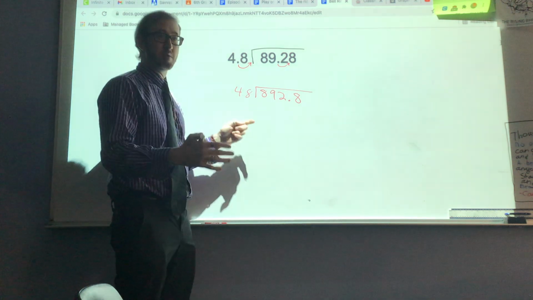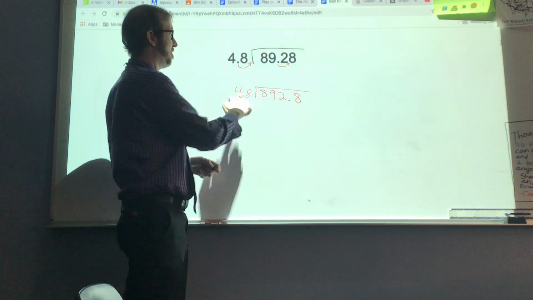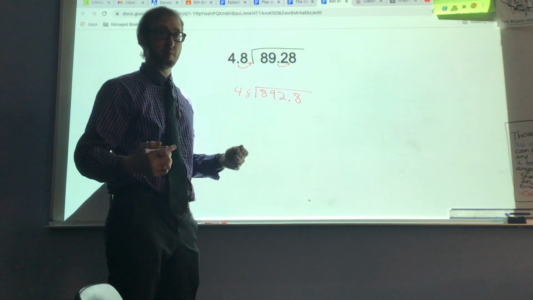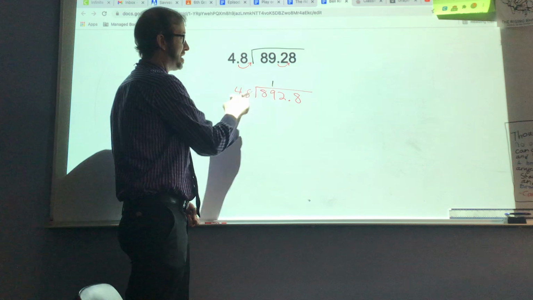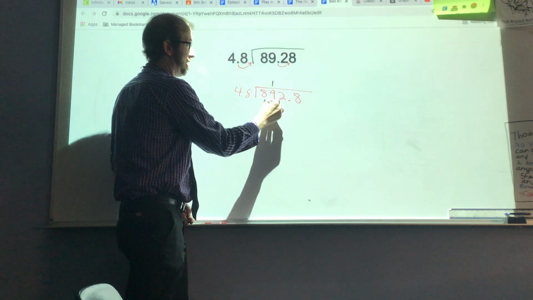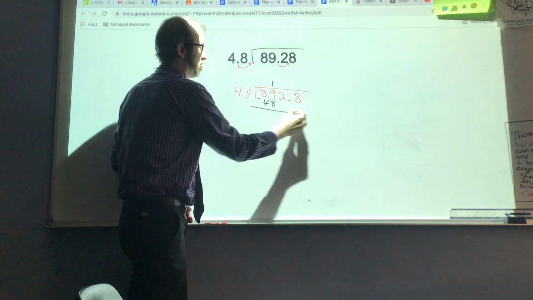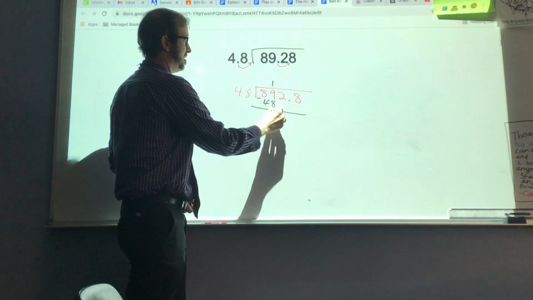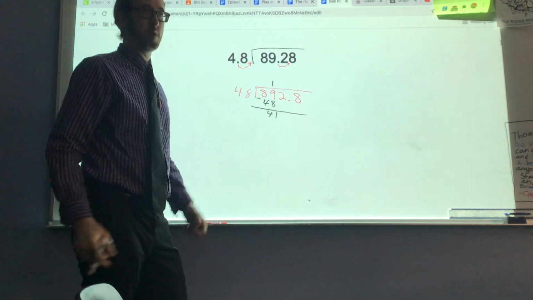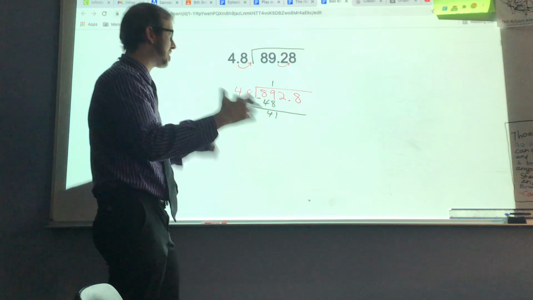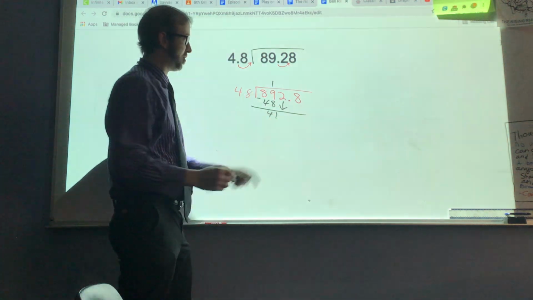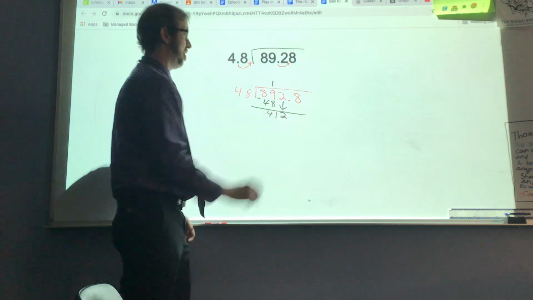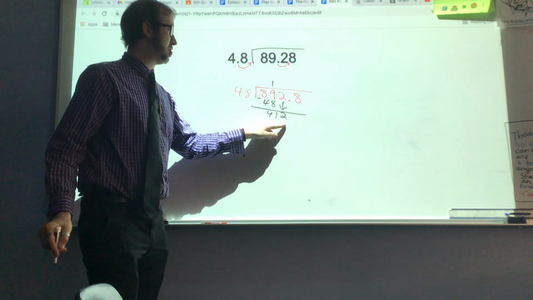So now we can do the division. Decimals are good out here. 48 goes into 89 how many times? Once. The one up top. 1 times 48. Write it underneath. Subtract down. You get 41. We have a remainder. We got to keep going. Draw a little arrow with the 2. Bring that down. Boom. So now we have 412.